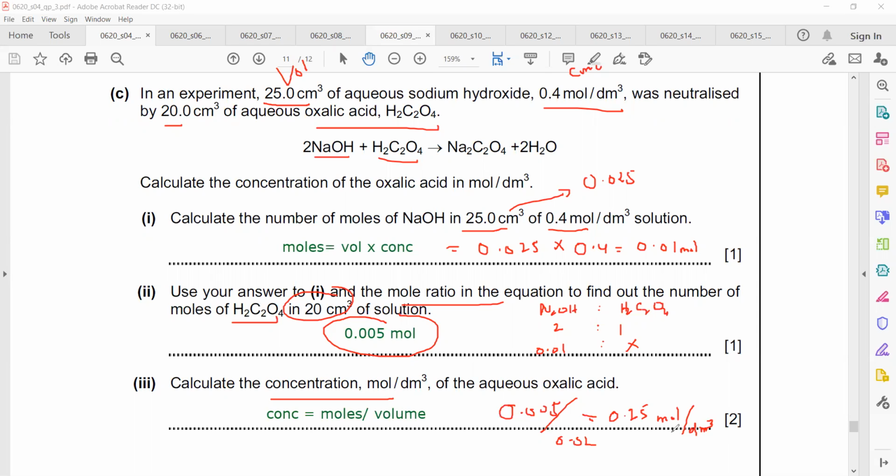Is this question clear? So first, I'll just repeat quickly. First, we had a concentration and volume, so we got the moles of sodium hydroxide. From moles of sodium hydroxide, we use the mole ratio to get the moles of oxalic acid. And from moles of oxalic acid and volume of oxalic acid, we got the concentration of oxalic acid.